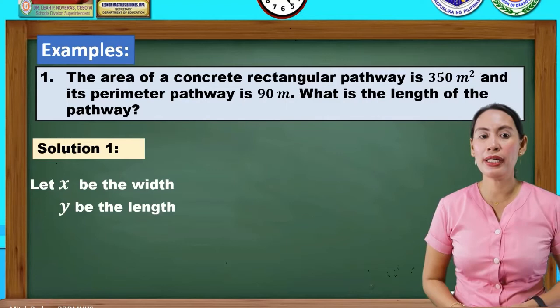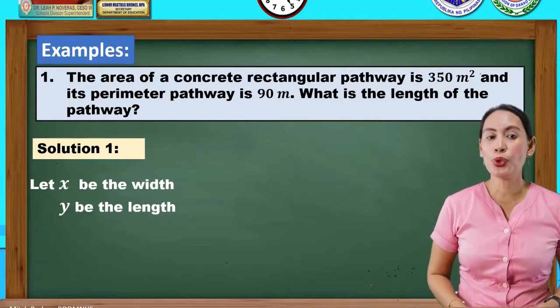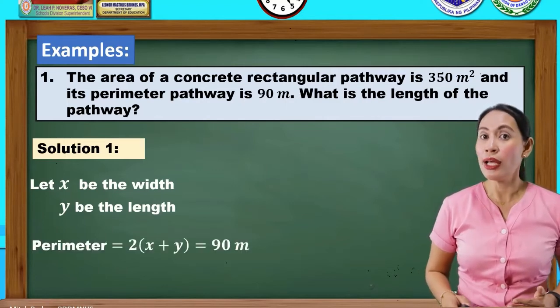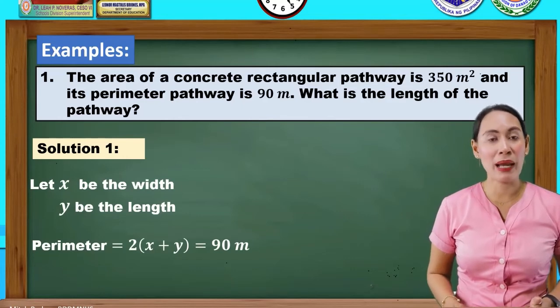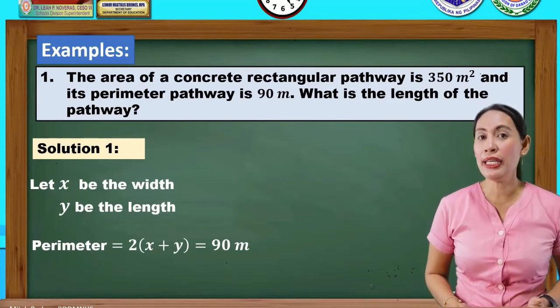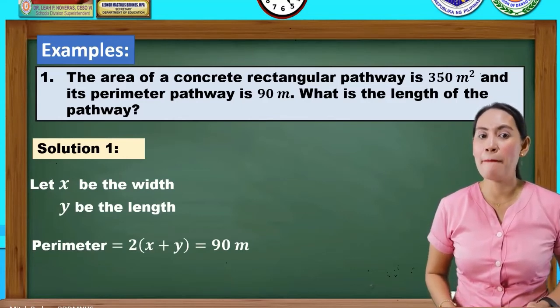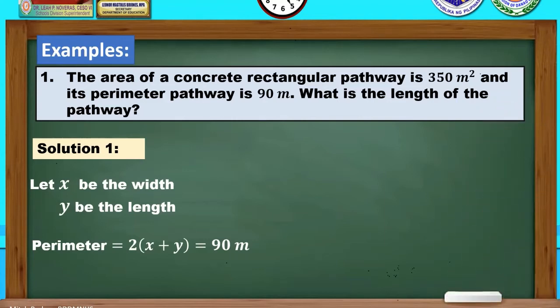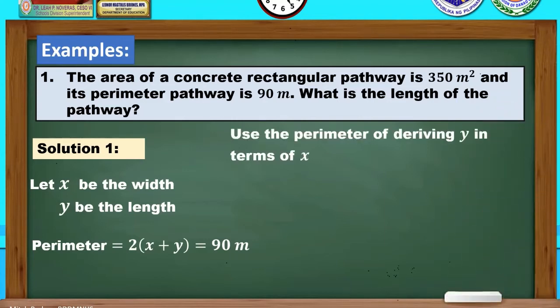So the perimeter is equal to 2 times the quantity x plus y equals 90 meters. Use the perimeter for deriving y in terms of x. So we have 2 times the quantity x plus y equals 90.